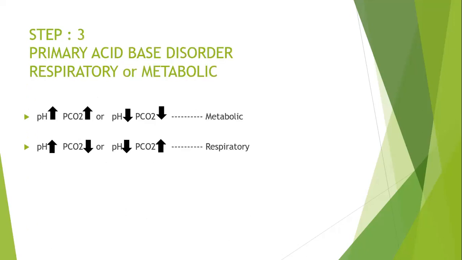Okay, so step 3 is to find out whether the primary acid-base disorder is respiratory or metabolic. Always remember that when pH and PCO2 move in the same direction, the primary disorder is metabolic. And when the pH and PCO2 move in opposite directions, the primary acid-base disorder is always respiratory. We use a mnemonic to remember this. It's ROME, R-O-M-E: respiratory opposite and metabolic equal. It gets easier to memorize this way.